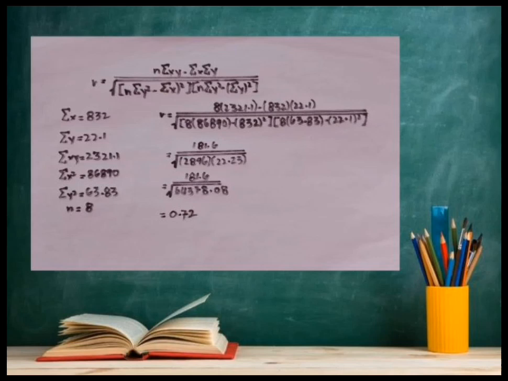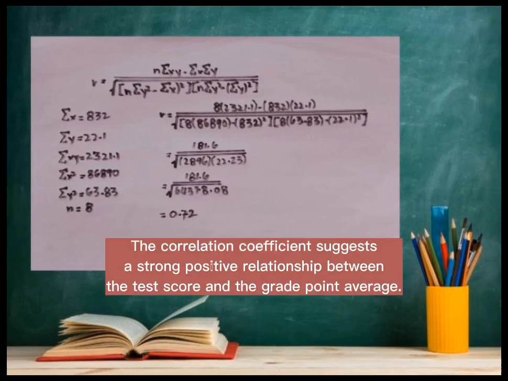So, ano ibig sabihin ng 0.72? The correlation coefficient suggests a strong positive relationship between the test score and the grade point average. So, between the T-score and the GPA is a strong positive relation. Ibig sabihin, kung mataas yung GPA niya, mataas din yung test score niya.